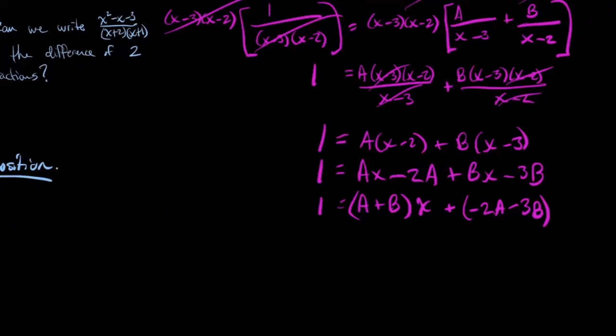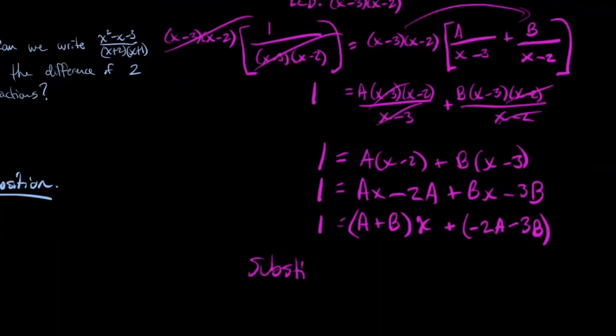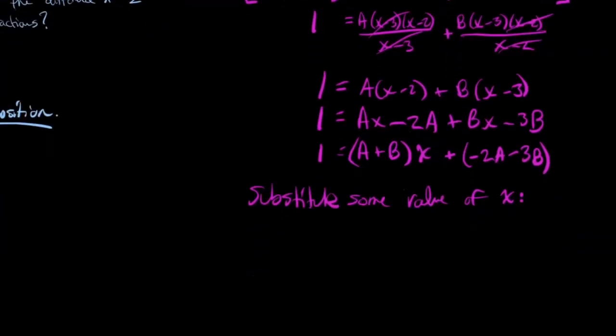We can do this in a few different ways. We could just let x be some number and go from there, or let a and b stand as they are and try to solve it, which I think we should do when we have a little bit more complicated of a problem. So we'll probably do that on the next one. So substitute some value of x. So let's say x is equal to 3.